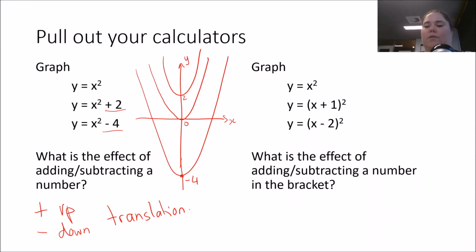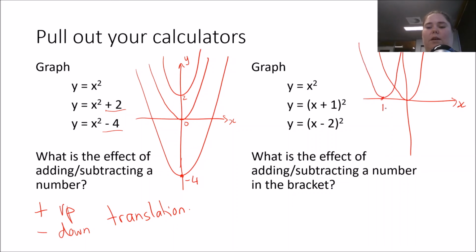All right, so what do we think is going to happen? We have a positive and a negative inside the bracket. So now we're affecting the x. All right, so hopefully you stuck it in your calculator and you figured out this is what happens. So our graph stays the same shape, but we are moving it left or right. So these are translations left or right still.